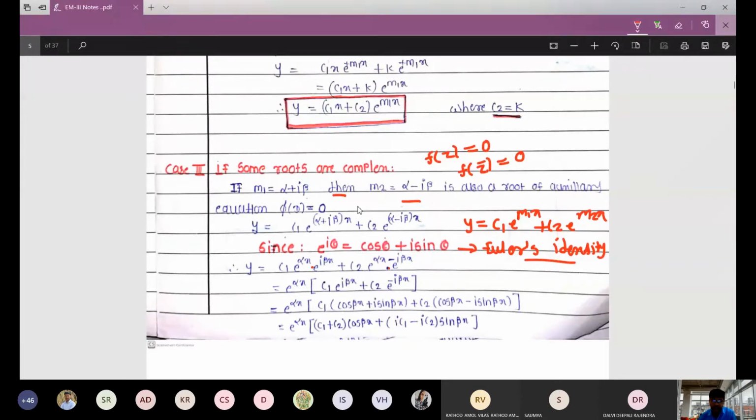Since e to the power i theta is equal to cos theta plus i sin theta, here we can see the value of theta is nothing but beta x. So replace theta by beta x. So we get C1 as it is inside the bracket, cos beta x instead of cos theta, and i sin beta x instead of i sin theta. And what about the second term? C2 as it is, and again we have to use this formula e to the power i theta. So this time we have minus beta x.